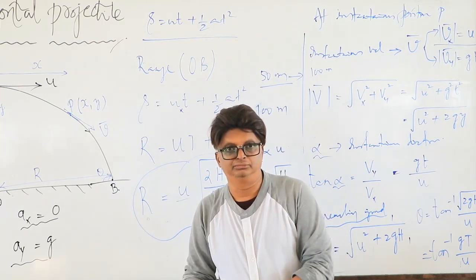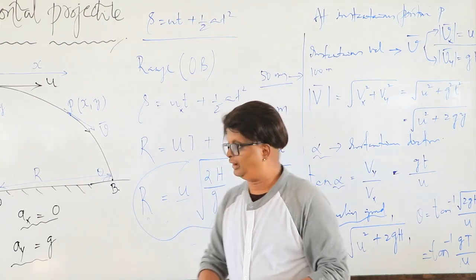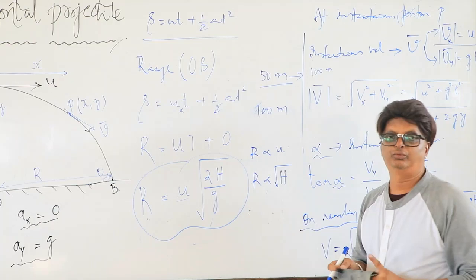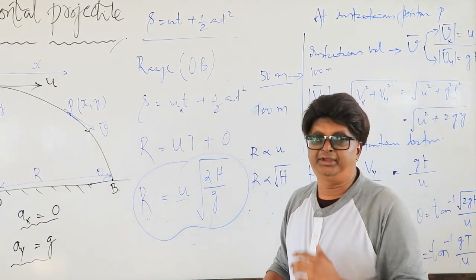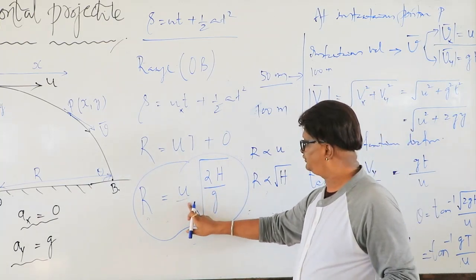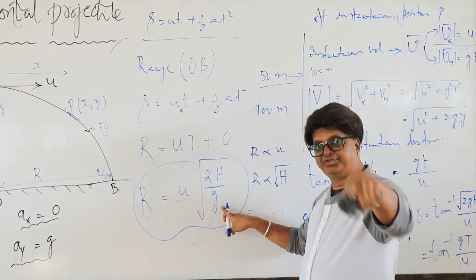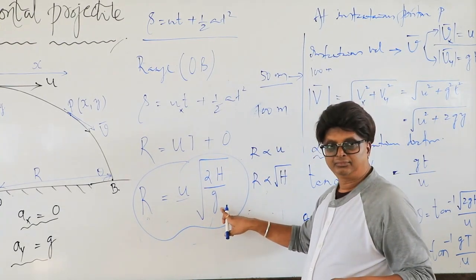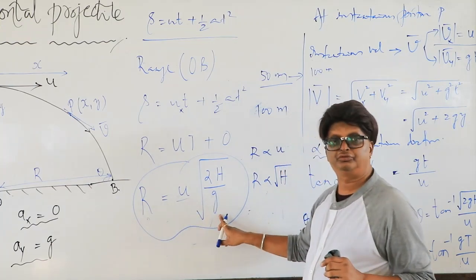Whoever has this, after 10 years, we will definitely see them at a very different level, in a different dimension of life. So here, range depends upon velocity, and of course upon h. Supposing there are some changes in gravity, then the range also changes. How does it depend? Inversely proportional.